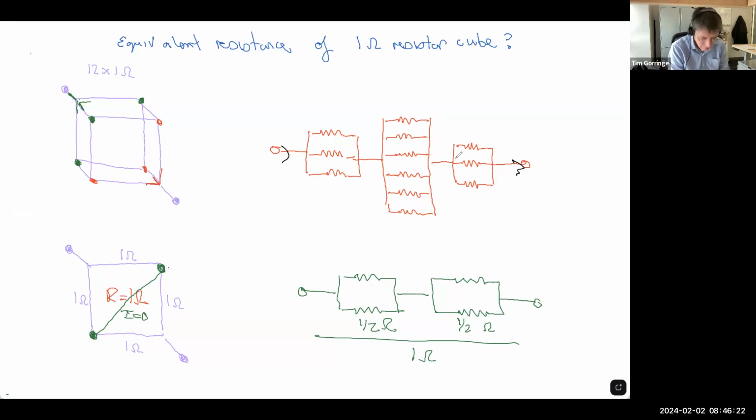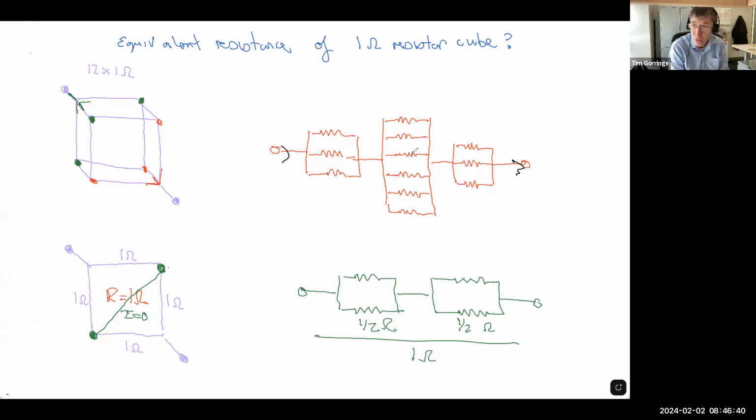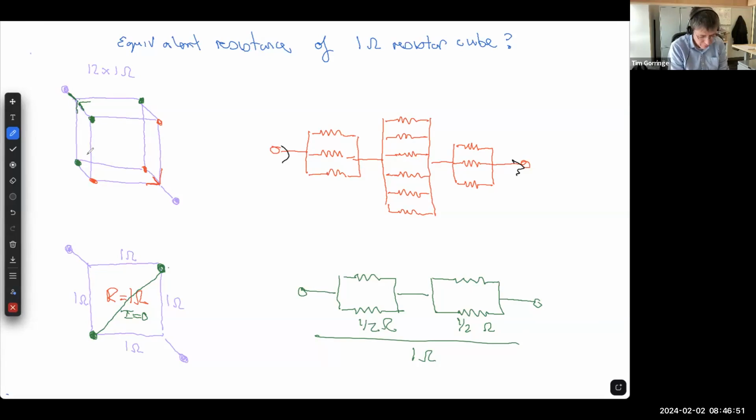That leaves these 6 resistors that I put in parallel. All of these 6 resistors connect a green point to a red point. They all connect a green point to a red point, so they're all, in that sense, parallel with one another, and they are the remaining 6 resistors. Let me mark them just to prove that every one of these 6 resistors is between a green point and a red point.